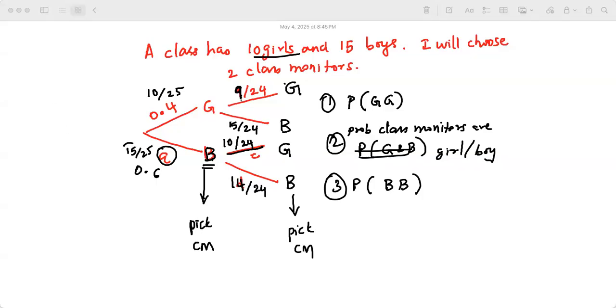Okay. Navneet, boy and the girl combination, right? Boy and the girl combination means what? Let's say first the girl was picked, then the boy was picked. This is one right combination. The second right combination is boy and then the girl. So both the probabilities should be added. That means 10 by 25 times 15 by 24 plus 15 by 25 times 10 by 24. So each will be 0.25, and when added, it will be 0.5.